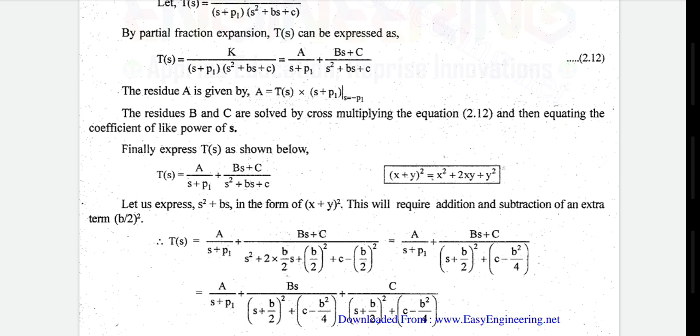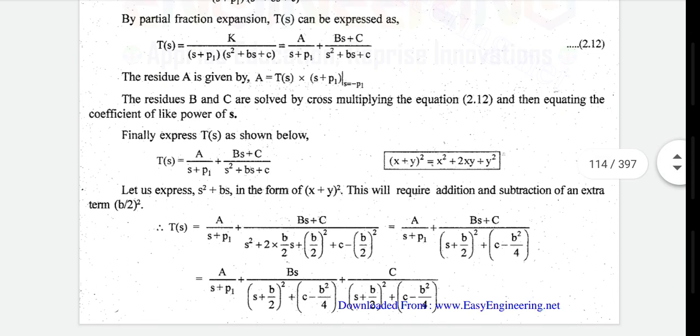So the residues b and c are solved by cross multiplying the equation and then equating the coefficient of like powers of s. So see here, T of s is equal to a by s plus p1 plus bs plus c by s square plus bs plus c. Okay, now this can be written, let us express s square plus bs in the form of x plus y whole square.